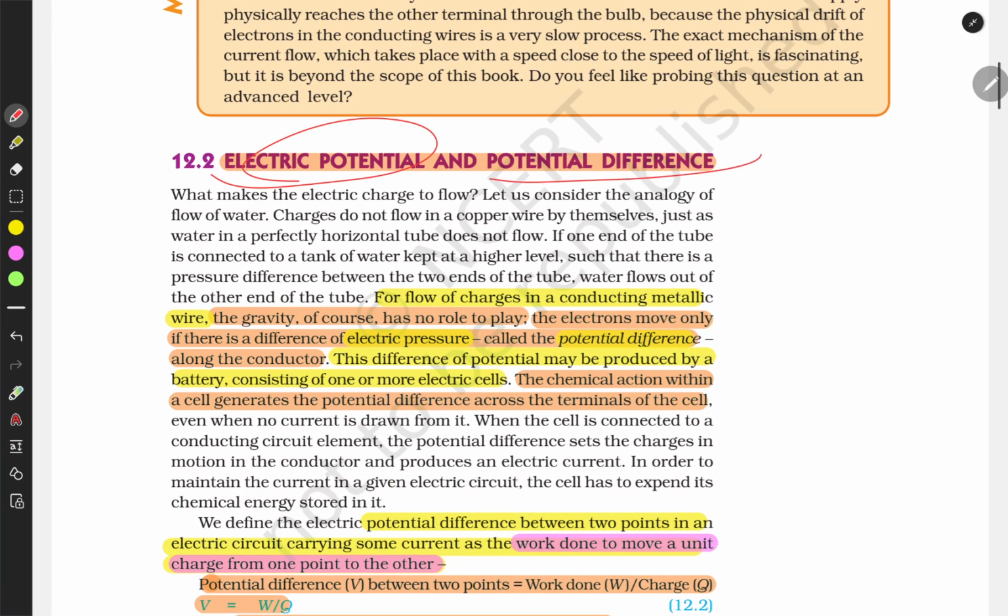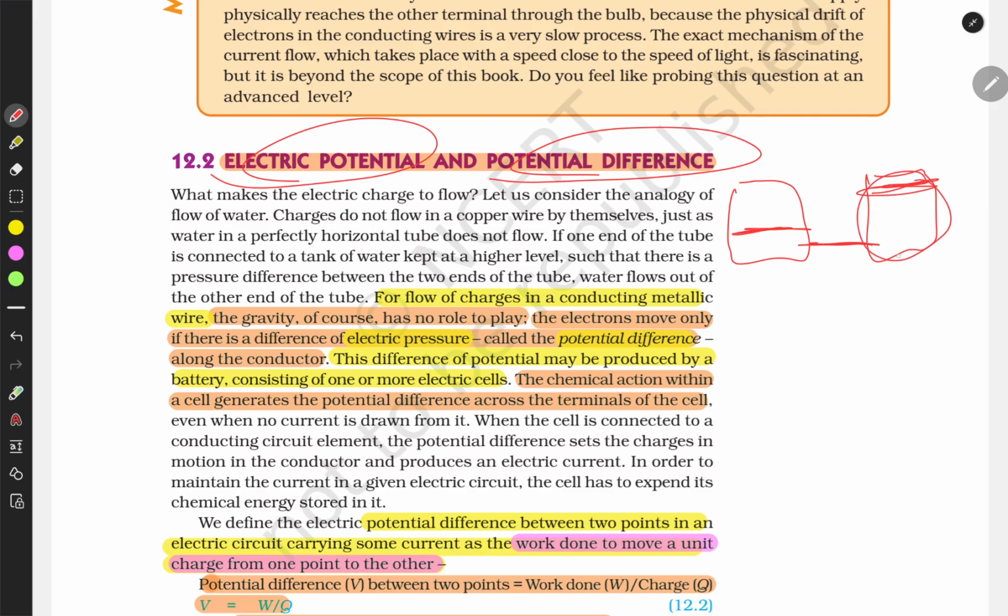What is the electric potential and potential difference? We know the potential difference, like there are two buckets of water here. One is almost filled, the other is half filled. So if you connect these by a conducting rod, what will happen?